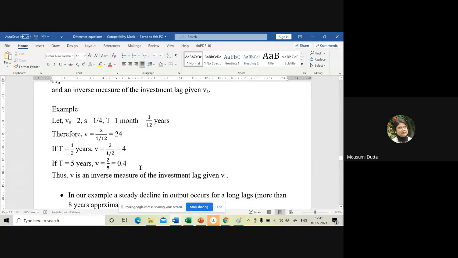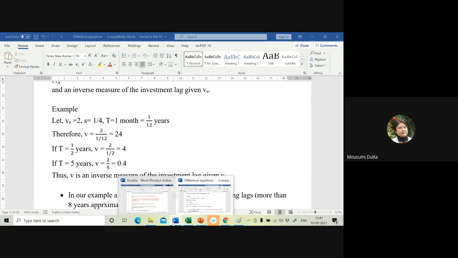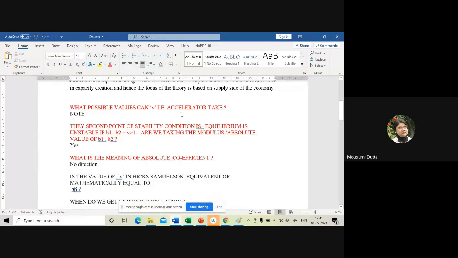Okay, so the longer the time horizon, there is a possibility that you will move towards equilibrium, given the capital output ratio, and the lesser the time horizon, it is more probable that you will get a divergent time path. Okay, so is the answer to this question clear? What possible values can V take?